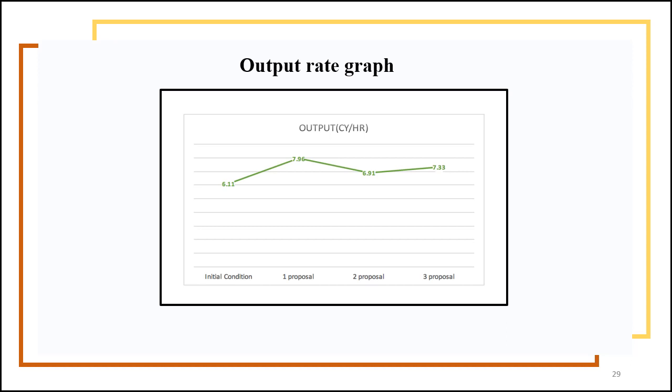So here in this slide we have the output rate graph, and as you can see we have the initial condition which the output rate was 6.31. Then we have our first scenario or our first proposal which had an output rate of 7.96. Then our second proposal which had an output rate of 6.91, and then our last proposal which had an output rate of 7.33.